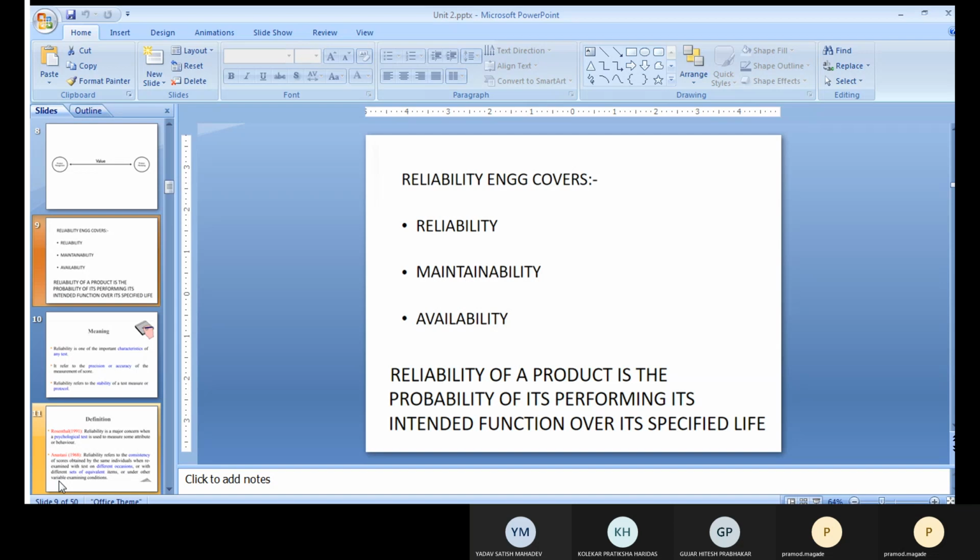So reliability also includes maintainability. So we'll have to consider the maintenance of it also, and the availability.